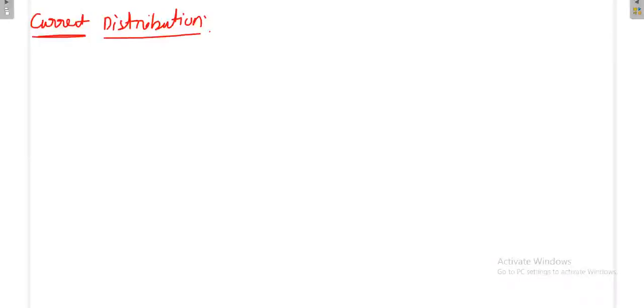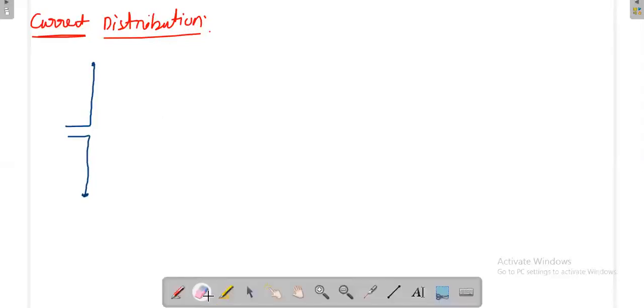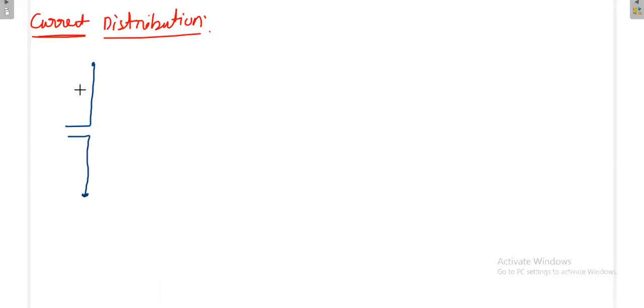Say when I take the lambda by 2 antenna, this is the total length of the antenna. Let me erase this because I have to write something else here. The total length of the antenna is lambda by 2. Then the half portion is lambda by 4. This is lambda by 4, and this is lambda by 4.